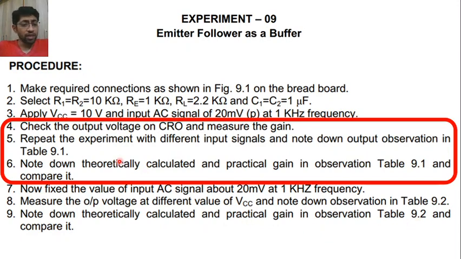Next step is, once you measure the gain, you have to repeat the experiment with different input signals and note down the output observations in table 9.1. Here you have to repeat the whole process, apply different input signals, vary the input, take the output, and once again calculate the gain. For different input, find out the output and calculate the gain, and note it down in table number 9.1.